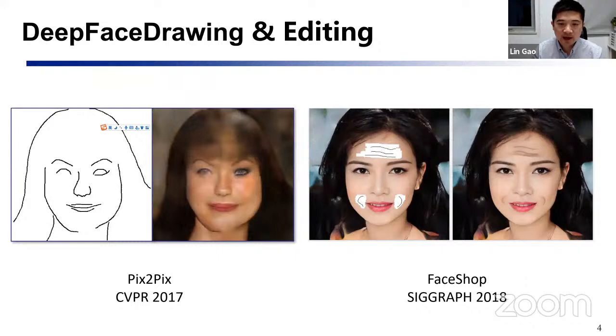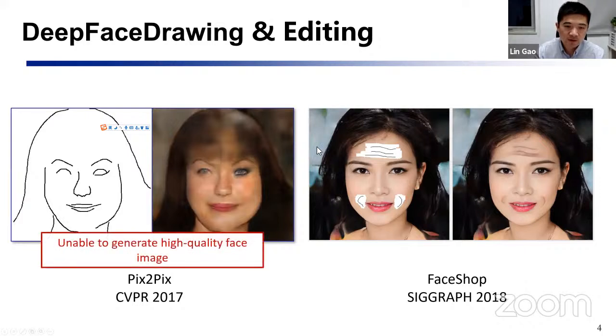Existing methods have tried to solve the above problem. For example, Pix2Pix could synthesize realistic images from sketches or semantic masks, but it is difficult to generate high-quality results. FaceShop could also edit face images with masks, simple sketches, and colored strokes, but it could not edit facial details like wrinkles.